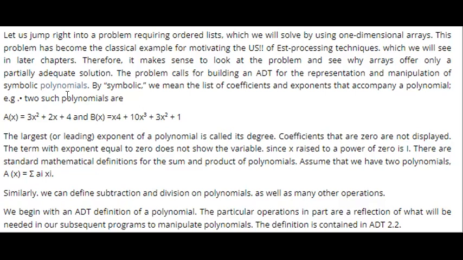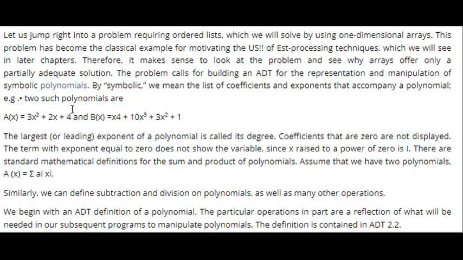Example, two such polynomials are like x squared, where 2 is an exponent, and x cubed, where 3 is an exponent. So these are the exponents and coefficients in a polynomial. An example of such a polynomial is A of x equals 3x squared plus 2x plus 4.